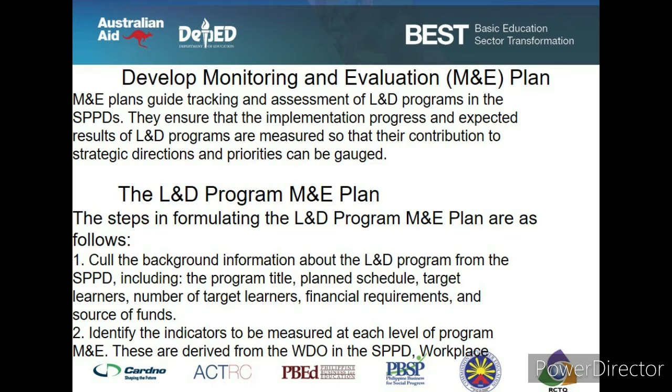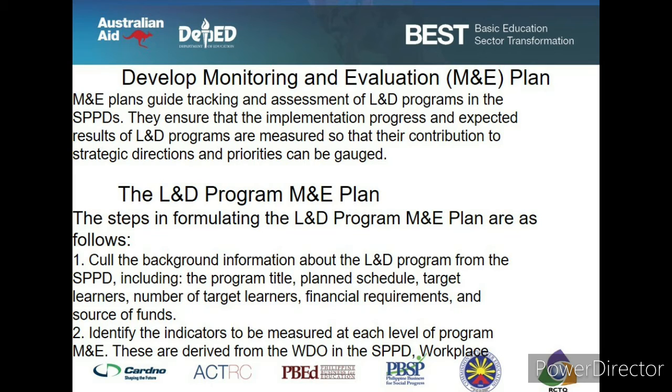The sixth step in the learning and development planning process flowchart is developing the monitoring and evaluation plan. Monitoring and evaluation plans guide tracking and assessment of L&D programs in the SPPDs. They ensure that the implementation progress and expected results of L&D programs are measured so that their contribution to strategic directions and priorities can be gauged. The Learning and Development Program Monitoring and Evaluation Plan.